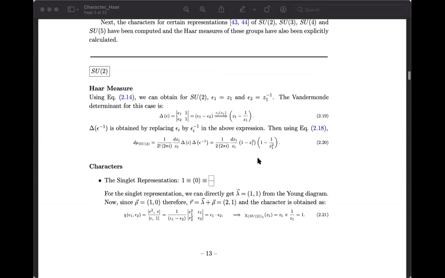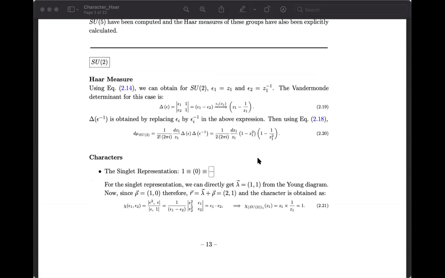Now let me show you an example where you can calculate this for SU(2). So for the SU(2) Haar measure, the rank is 1. So we can obtain epsilon 1 equal to z1, epsilon 2 equal to z1 inverse, right? So the Vandermonde determinant for this case is basically epsilon 1 to the power 1, epsilon 1 to the power 0, epsilon 2 to the power 1, epsilon 2 to the power 0.